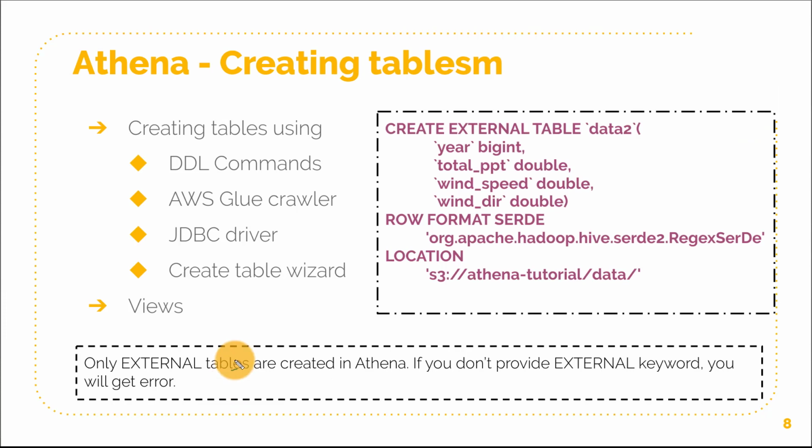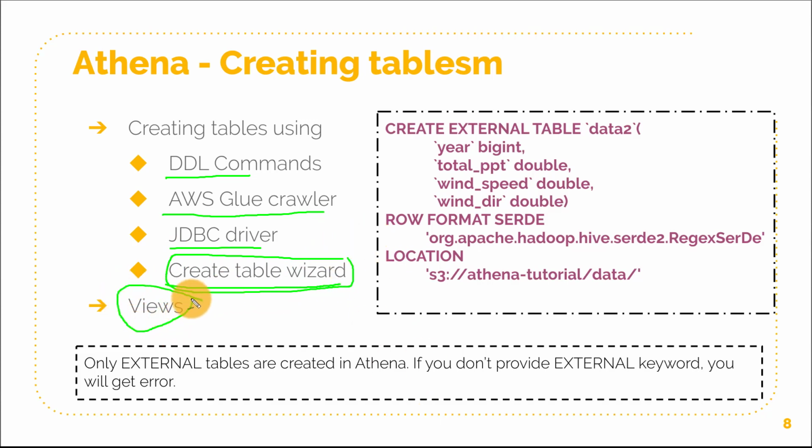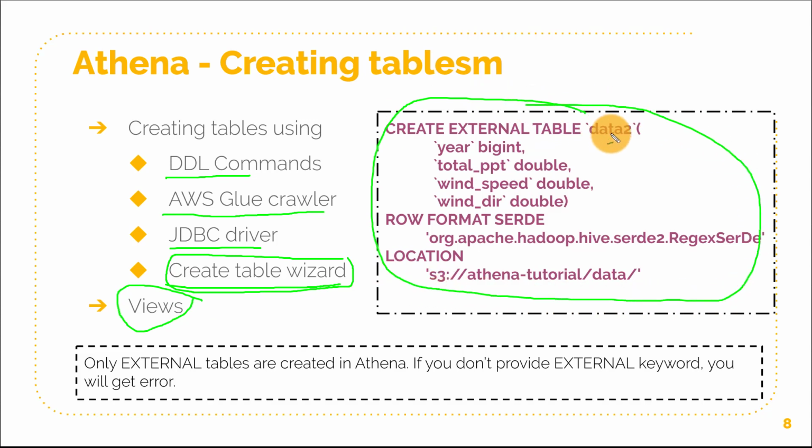Let's talk about how to create tables in Athena. Table creation is very simple in Athena. You can use DDL commands, you can use an AWS Glue crawler or JDBC driver, or the create table wizard. This is done in the AWS Management Console. Apart from that, there are views also, wherein you want to combine results from multiple tables.